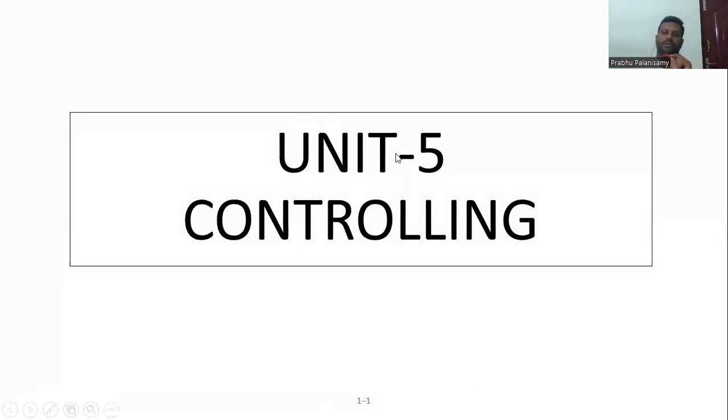This is unit number 5 in the principles of management, which is controlling. And this is the controlling process. Let us see what is controlling and the controlling process.